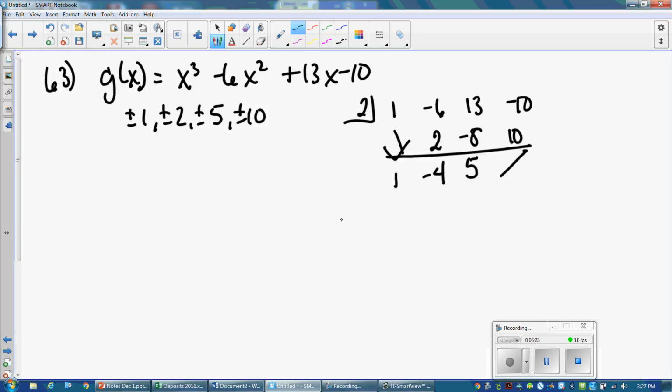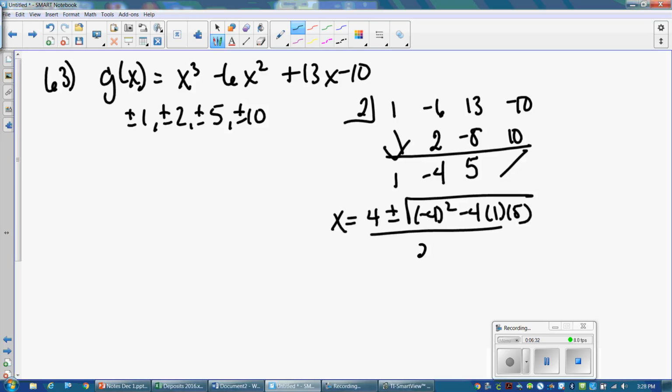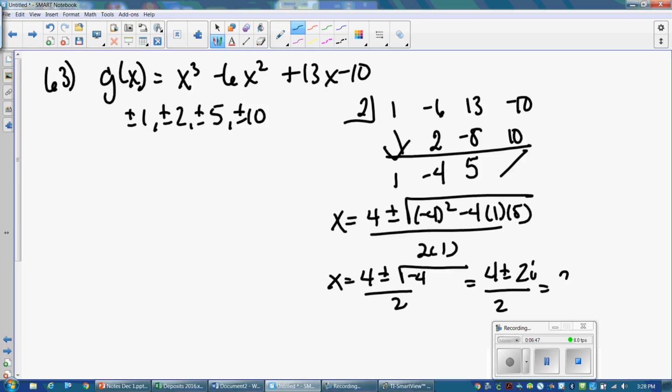So what I'm going to do is the quadratic formula. x is equal to negative b plus or minus the square root of b squared minus 4ac all over 2a. So underneath here, this is negative 4. It'd be 16 minus 20. So that's 4 plus or minus 2i. Square root of negative 4 is 2i divided by 2. So 4 divided by 2 is 2, and 2i divided by 2 is i. And those are my 3 answers: 2, and then 2 plus i, and then 2 minus i.